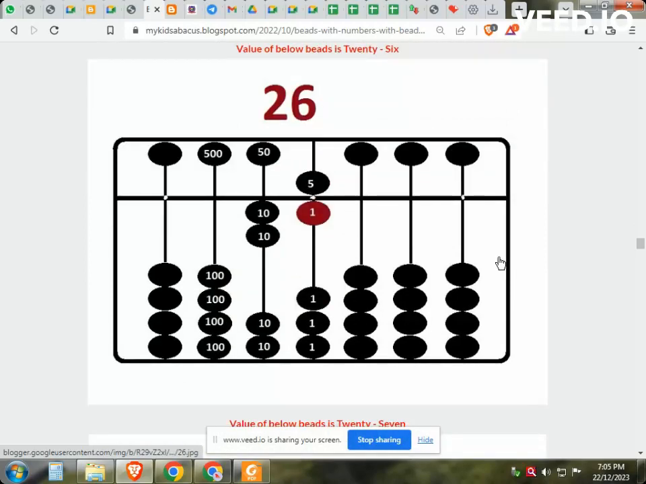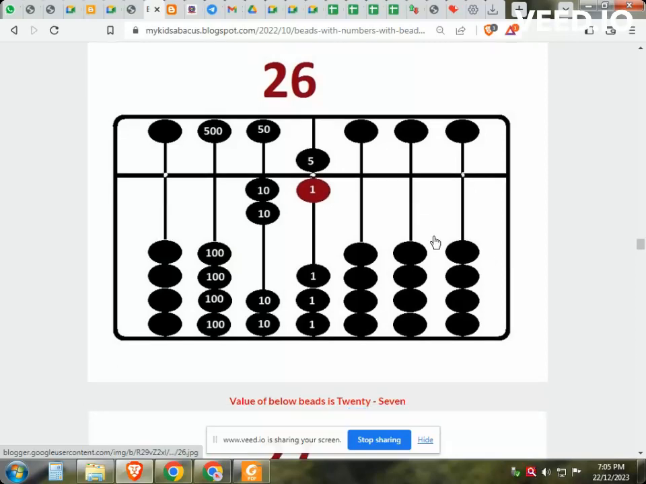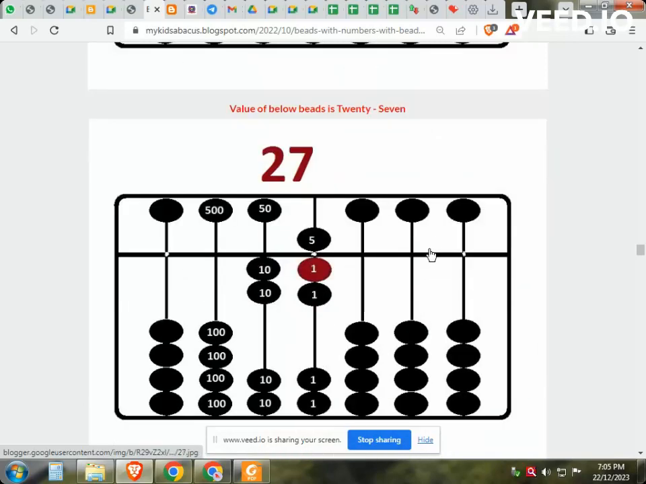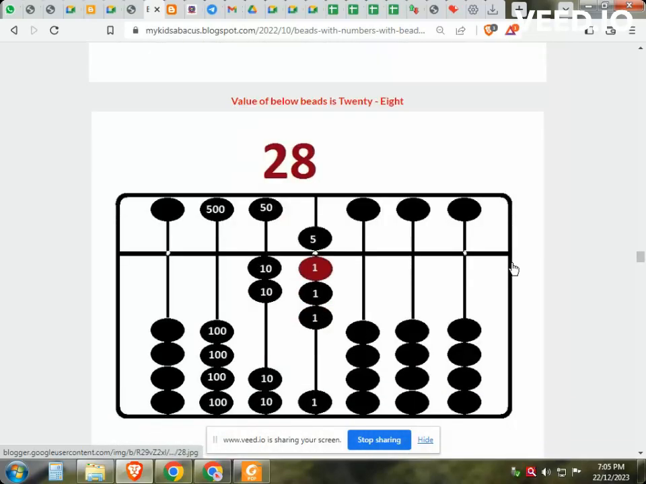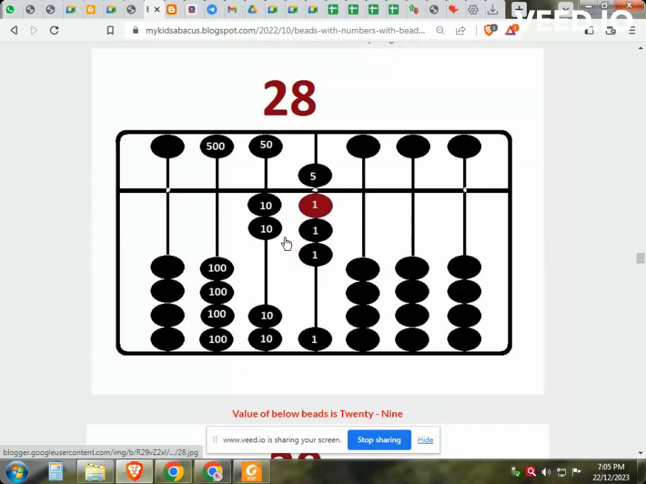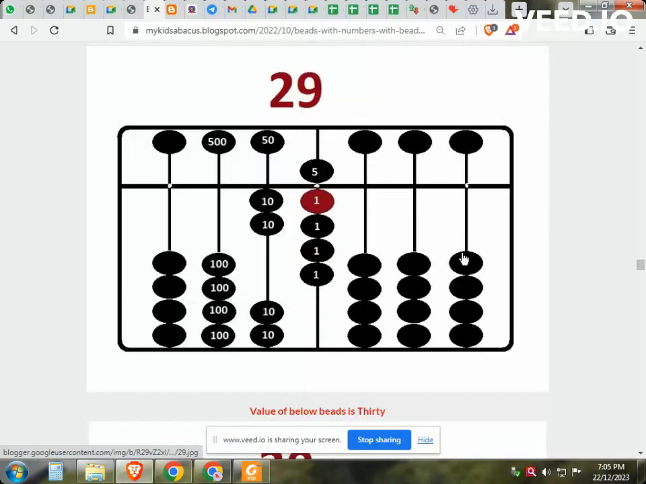We added 26 like this. 10 plus 10, 20. 5 plus 1, 6. 20 plus 6, 26. We added 27 like this. 5 plus 2, 7. 10 plus 10, 20. 20 plus 7, 27. We added 28 like this. 10 plus 10, 20. 5 plus 3, 8. 20 plus 8, 28. We added 29 like this. 10 plus 10, 20. 5 plus 4, 9.